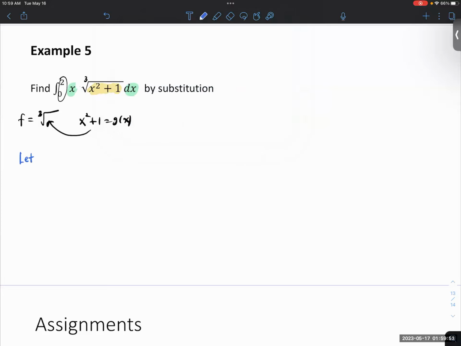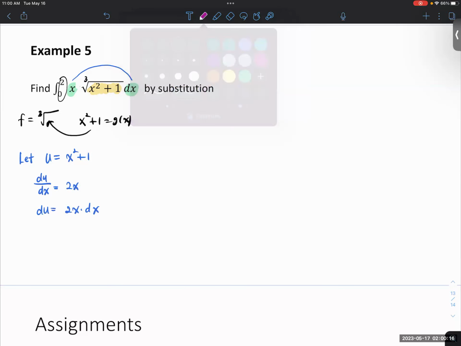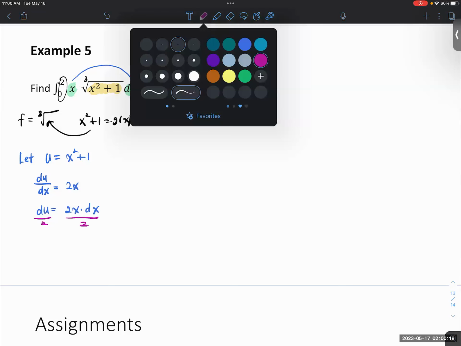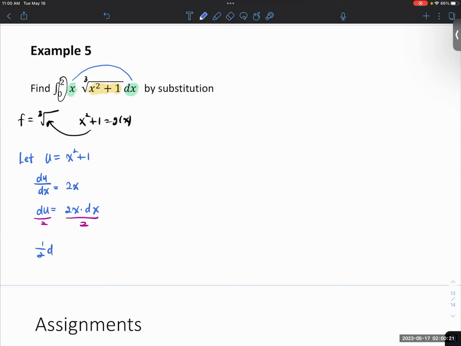We have let u equal x squared plus 1. That's so obvious. We see that is the substitution. So du over dx is 2x, and 1 becomes 0. And then du means 2x times dx. So it's getting close. I need to find x times dx. I just divide both sides by 2. So 1 over 2 du equals x times dx. So you got it: x times dx is 1 over 2 du.